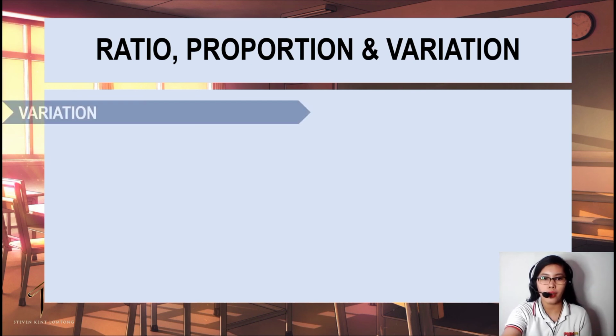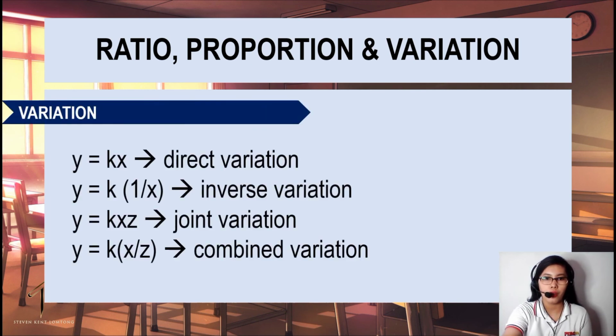Then we also have variation. Direct variation is y is equal to kx. For inverse variation, we have y is equal to k multiplied by 1 over x. For joint variation, we have y is equal to k times x times z. So in joint variation, we have two or more variables that are multiplied with each other. Then combined variation is the combination of direct, inverse, or joint variation. And the k in our equation is the constant of proportionality.